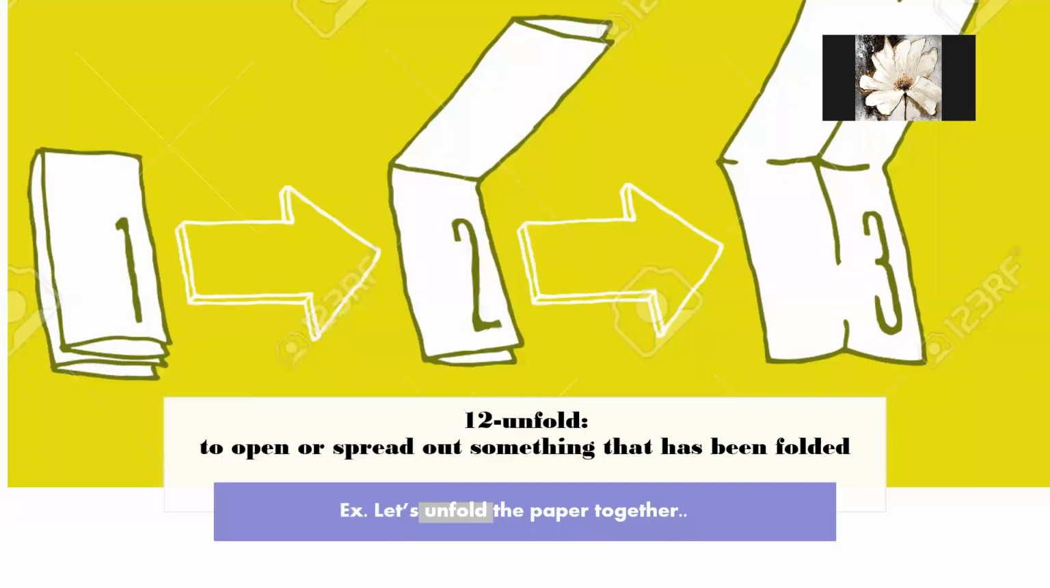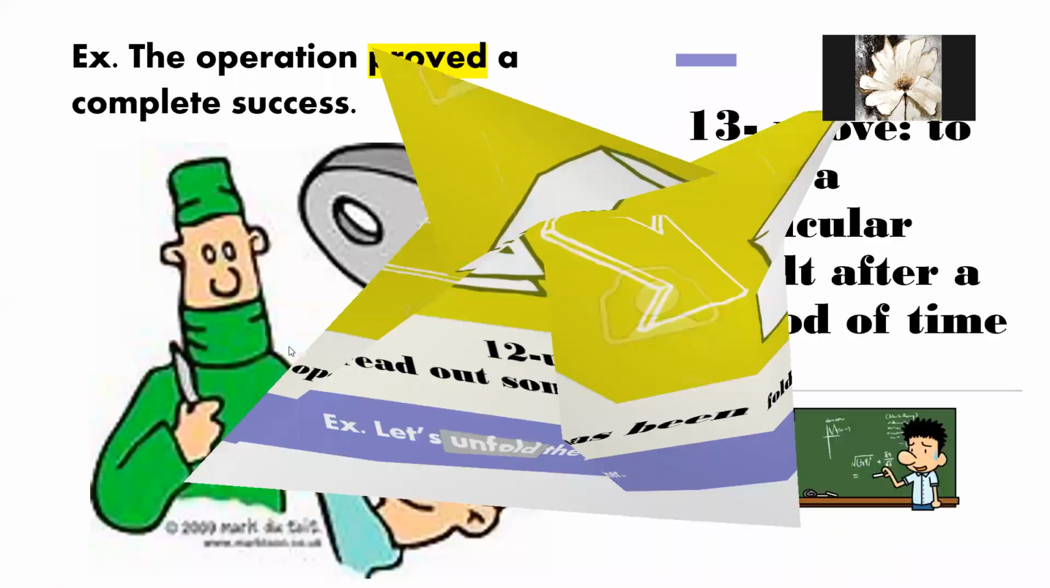Let's go to the next word, which is called unfold. Unfold means to open. Open something like here, we are opening the paper together. Unfold means to open or spread out something that has been folded. Folded means that it was closed and then we open it, like you see here in the picture.